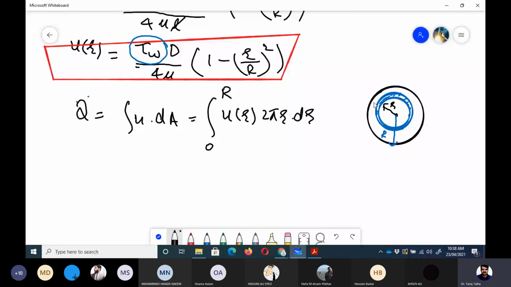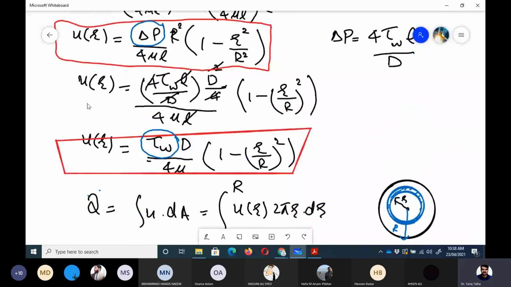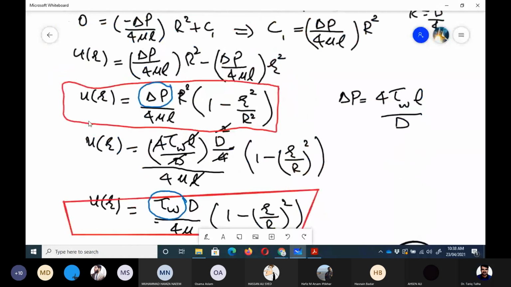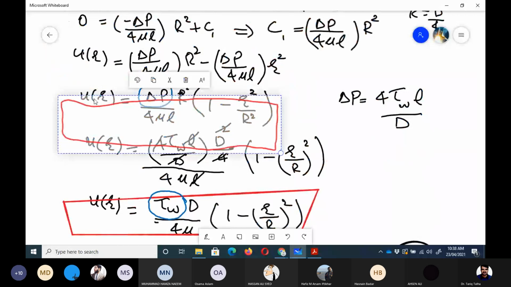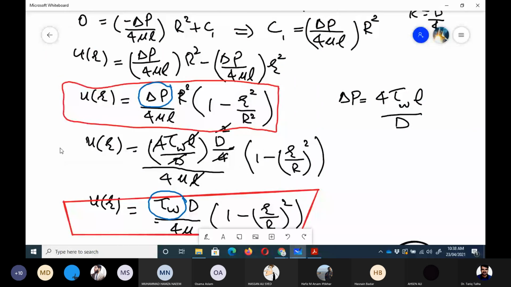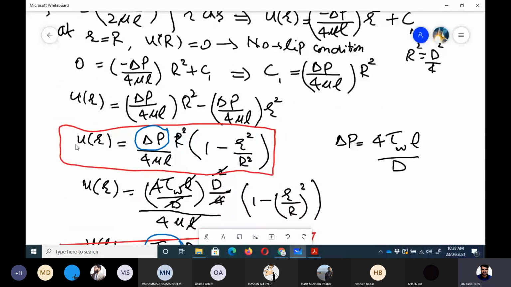So it means that we need to write these formulas here. But before we do that, one thing is more important here: because we have written here u of r, can we get what is our center line velocity?